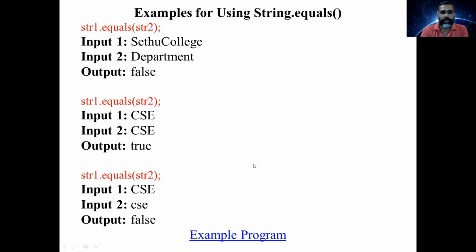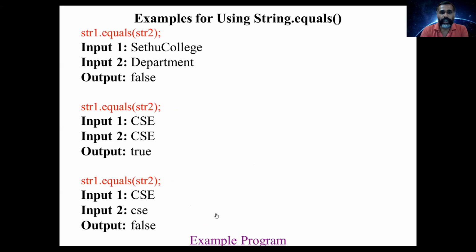And the second example is for using string equals. So here is the string equals method. In my main function, I have created 5 strings: string 1, string 2, string 3, string 4, and string 5. They hold say the college, department, CSE, CSE, and for string 5 I used the value CSE in small case.